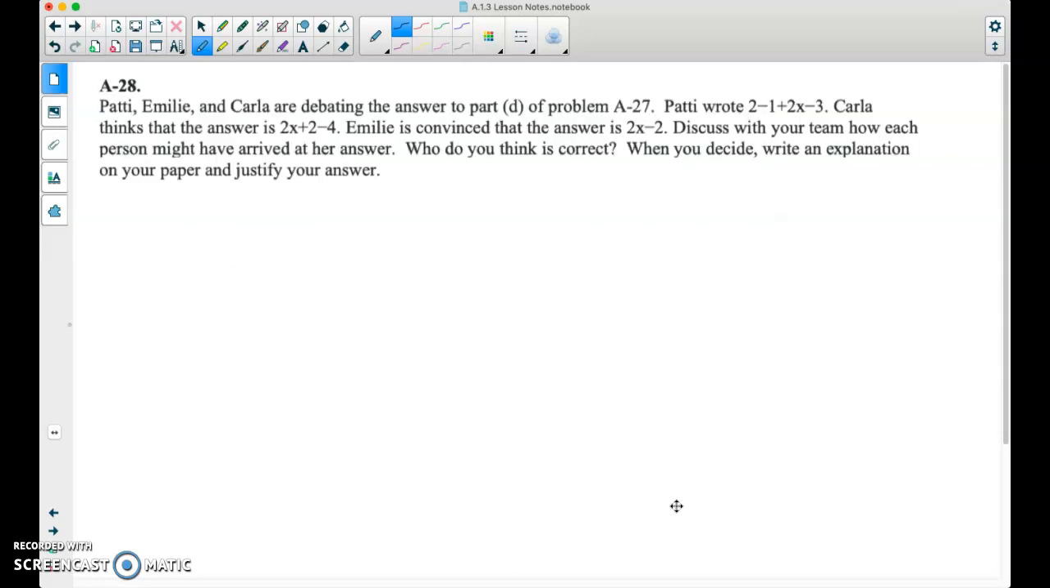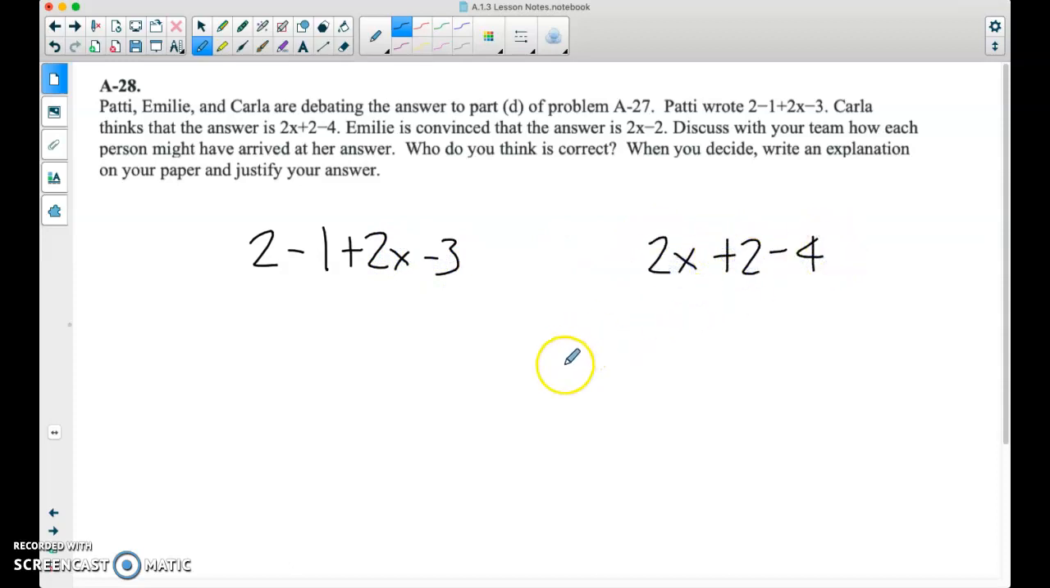All right, and then lastly, as we look at 28, Patty, Emily, and Carla are debating the answer to part D. So Patty writes her expression as 2 minus 1 plus 2x minus 3, Carla thinks the answer is 2x plus 2 minus 4, but Emily thinks that it's going to be 2x minus 2. So who do you think is correct?